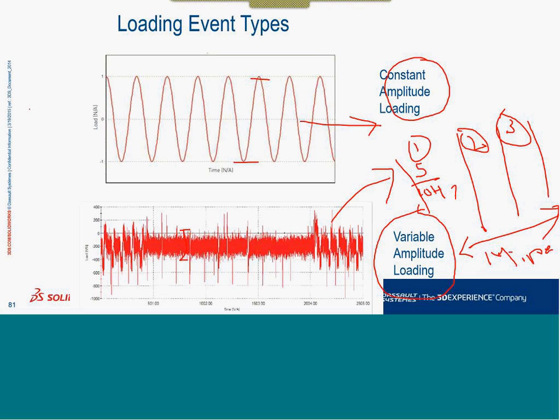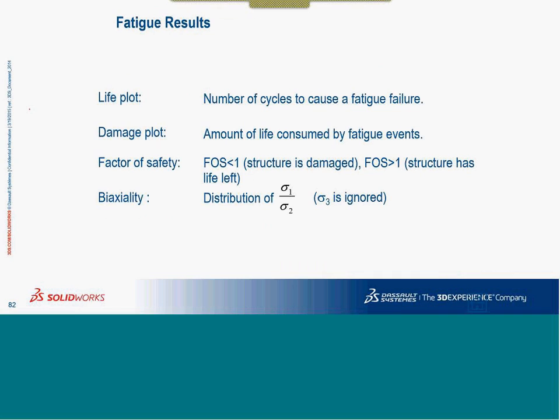So from a software perspective, it is very easy. We do certain selections and it takes it. This can be given from an Excel sheet or wherever you have saved it, and finally we get the answer. In terms of results, we get a life plot, the number of cycles to cause a fatigue failure. We can understand damage, the amount of life consumed by fatigue events, and safety, how much base fatigue. So we can understand that.